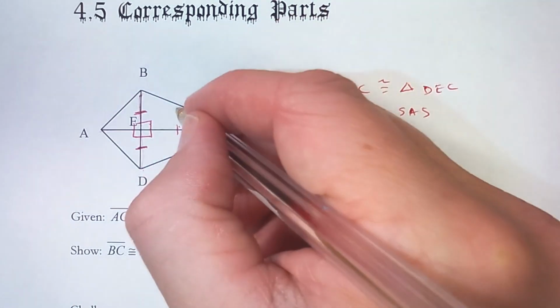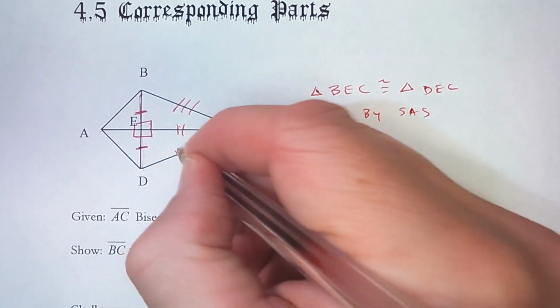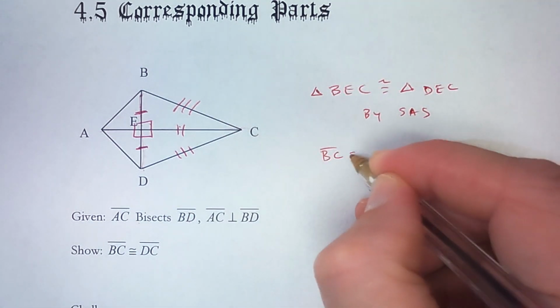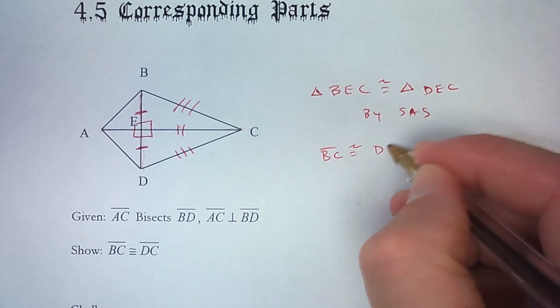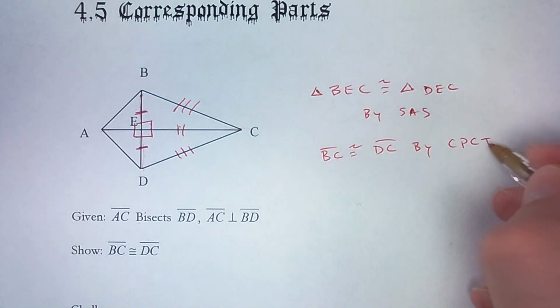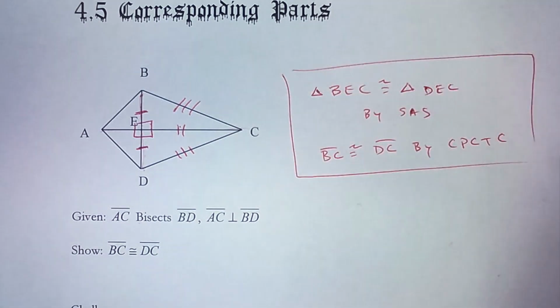And now that I know these two triangles over here are congruent, I can say that BC and DC are congruent segments because they are corresponding parts of congruent triangles. Segment BC is congruent to segment DC because corresponding parts of congruent triangles are congruent.